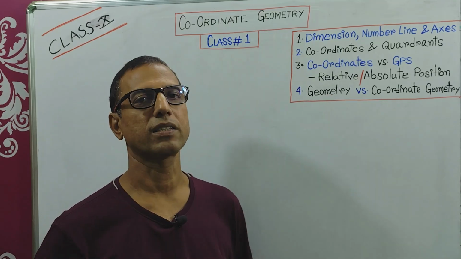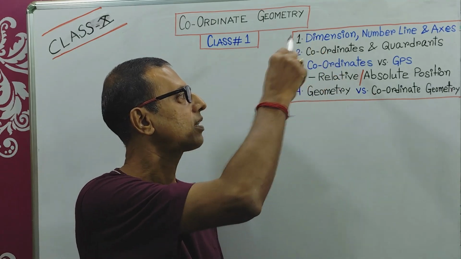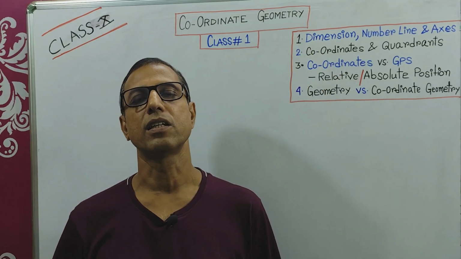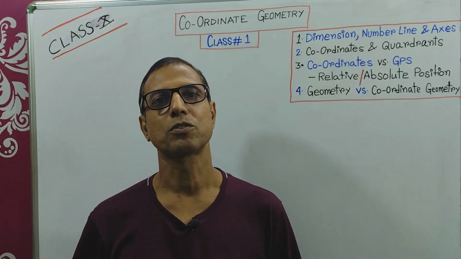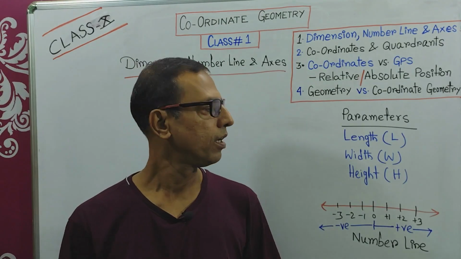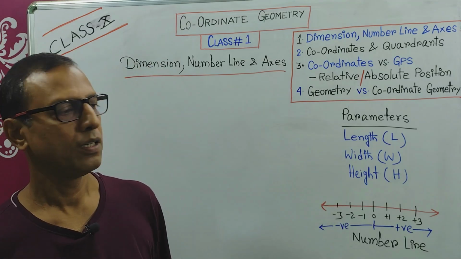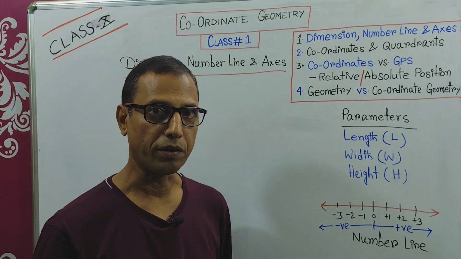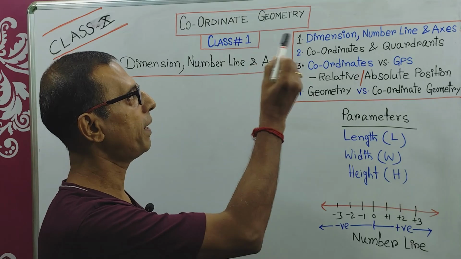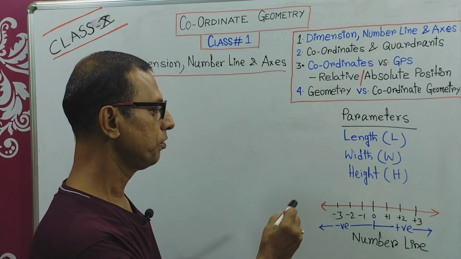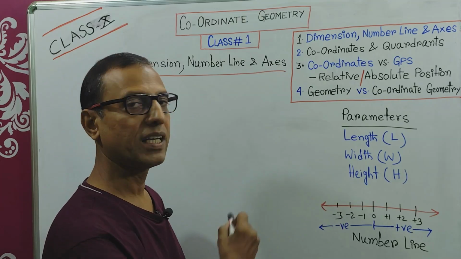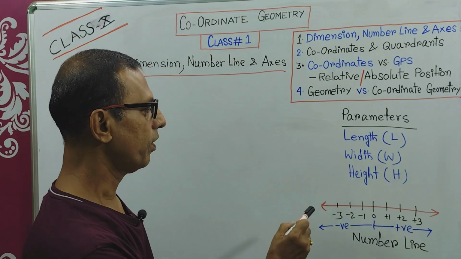Next, as I said, when you understand all these things, you will easily understand the difference between geometry and coordinate geometry. Okay, so let's start. Now let's understand what is number line. You know it already, but just to explain the differences between number line and axis, you need to recapitulate once again. What is number line?